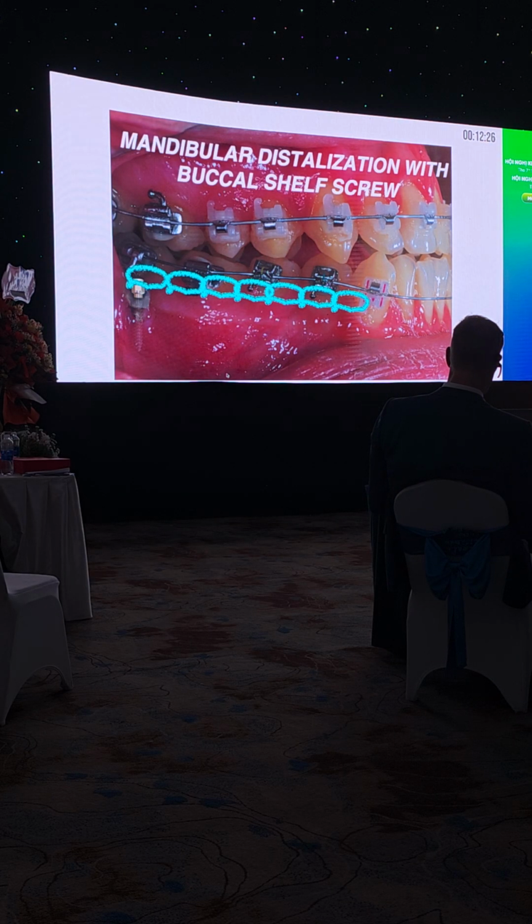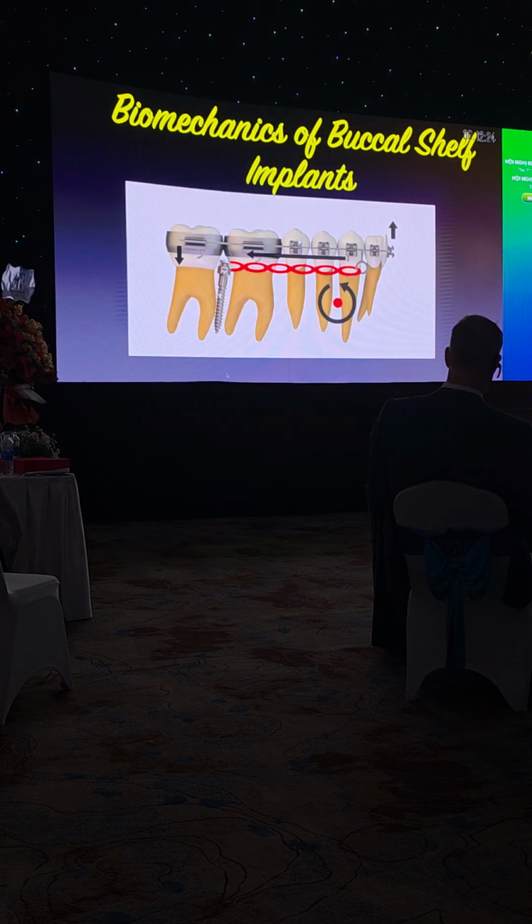Buckle shell tab there, line of force. And you can see now what is going to happen. If your line of force is above the center of resistance, the whole arch is going to go this way, and open bite will be corrected. It will rotate and close the anterior open bite.